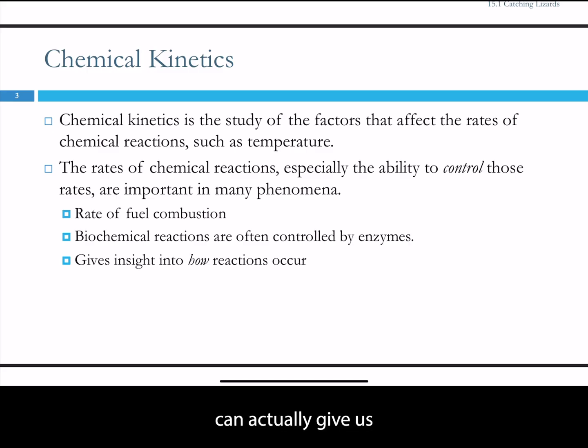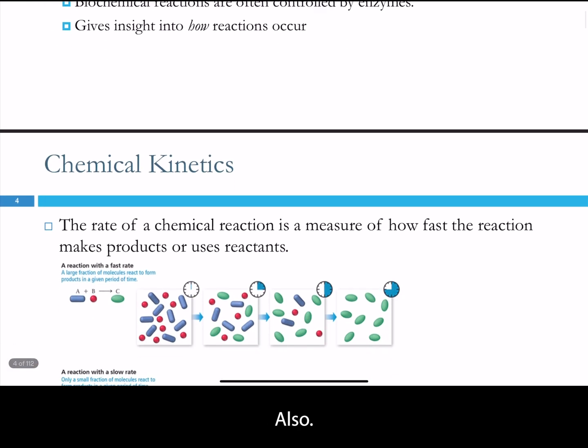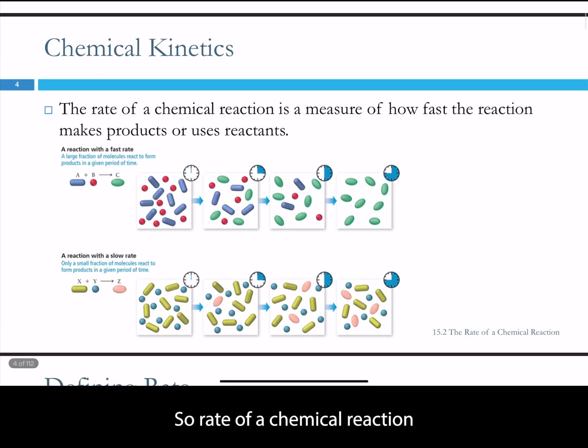And reaction rates can actually give us some really interesting insights into how reactions happen. So I can take it to another step and say, if I've got multiple reactants that go into this reaction, sometimes if you change one, it won't have any effect on the reaction rate. Sometimes if you change another, it'll have really large effects on the reaction rate. So it can give us insight into how those reactions happen also. All right, so rate of a chemical reaction is a measure of how fast we are making products or using reactants.